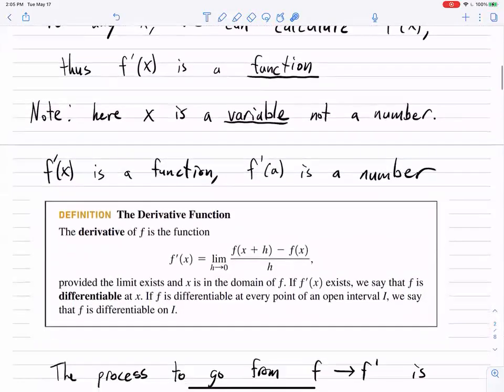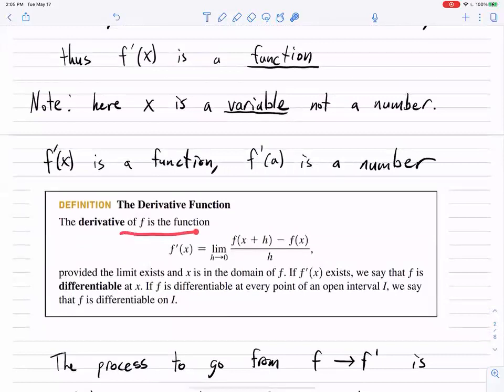And so the derivative function, we're going to use this definition, but you can also equivalently use the other one, x minus a or whatever, and it'll give you the same, but we're going to do the h limit definition. And the derivative of a function is the following function where x is a variable. So f prime of x is the limit as h approaches 0 of f of x plus h minus f of x over h, provided this limit exists and that x is in the domain of f.